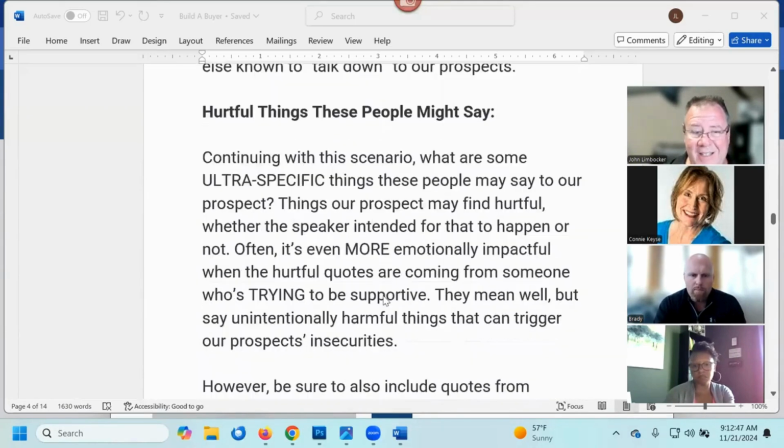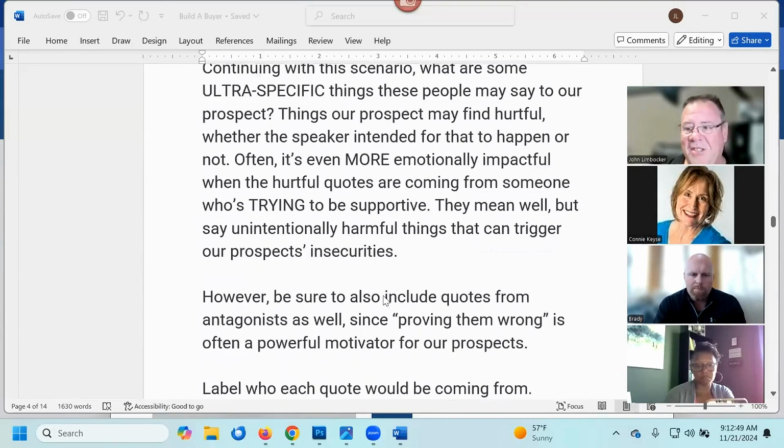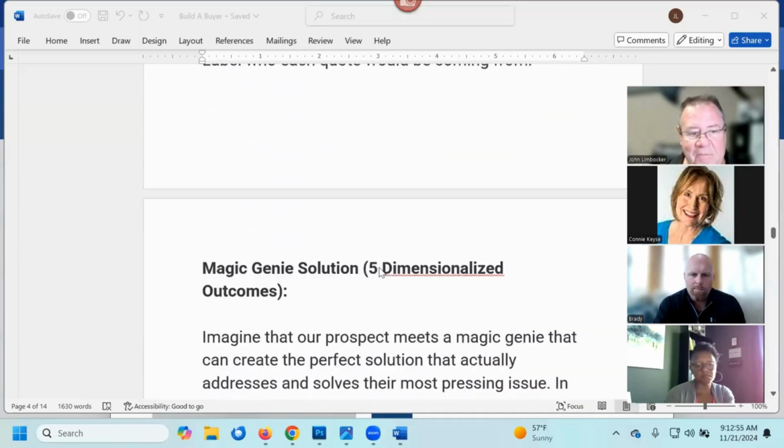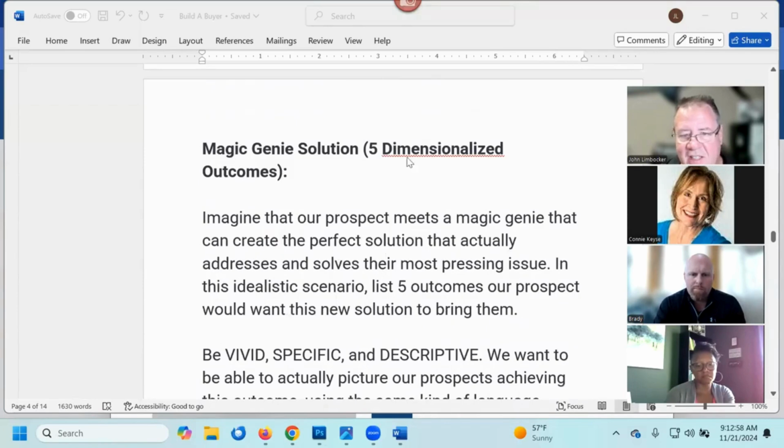But there's a lot of data here. You can see we're only 4 pages into a 14-page script. So here's the Magic Genie solution, dimensionalizing outcomes. Imagine that our prospect meets the magical genie that can create the perfect solution and actually address and solve their pressing issue. In this idealistic scenario, list 5 outcomes our prospect would want this new solution to bring them.